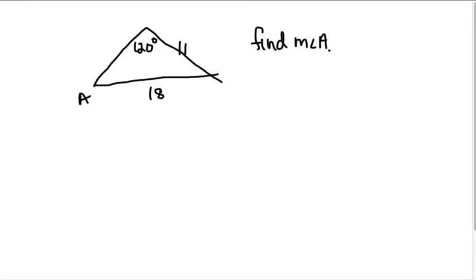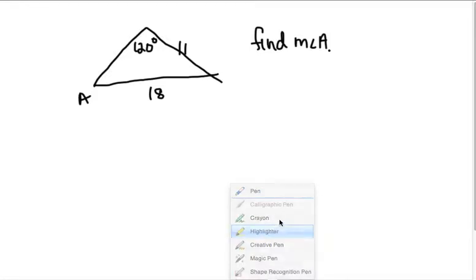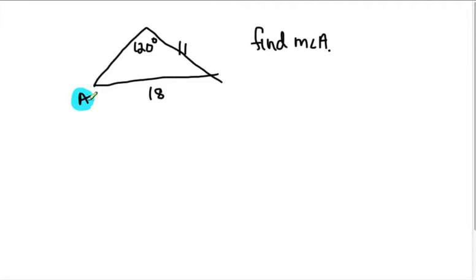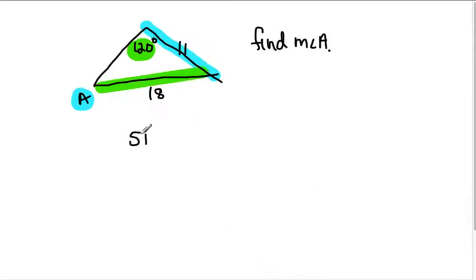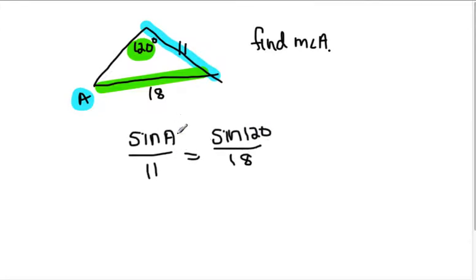All right, so I'm going to start off with writing what the law of sines is here. So I'm going to say A is going to be to this as 120 is to 18. Okay, so if I write that proportion out, I'm going to say the sine of A is to 11 as the sine of 120 is to 18. Okay, the whole goal is to find angle A. So I'm going to multiply both sides by that 11. So the sine of A is equal to 11 times the sine of 120 divided by 18.